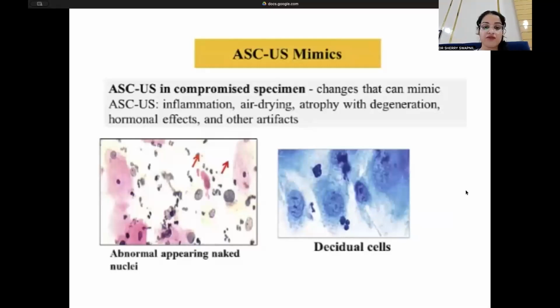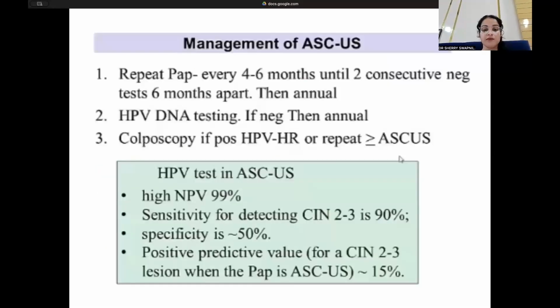So we have to take the history again regarding the cycle, the postpartum history, or any hormone history. So these are important before reporting any Pap smear. Next slide, please. So management of ASCUS.